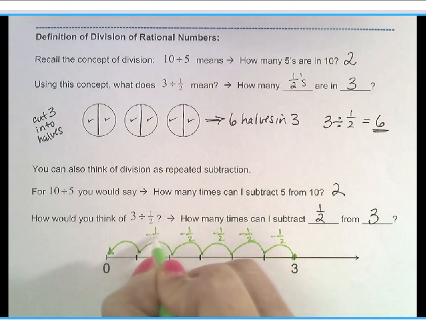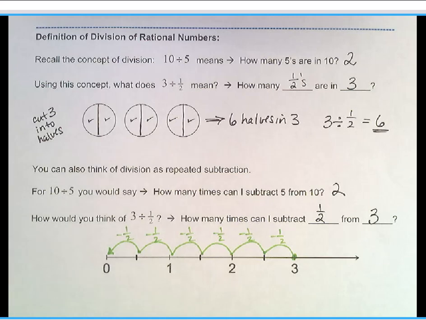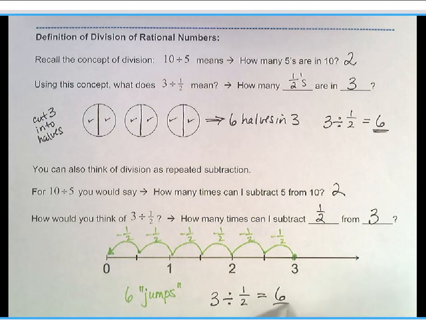How many times can we subtract a half? Well, 1, 2, 3, 4, 5, 6. 6 times, or 6 jumps. So the answer is 6. So 3, if you repeatedly subtract a half, you can do it 6 times. So that's how you would do it as repeated subtraction. Again, tying into something that they already know.